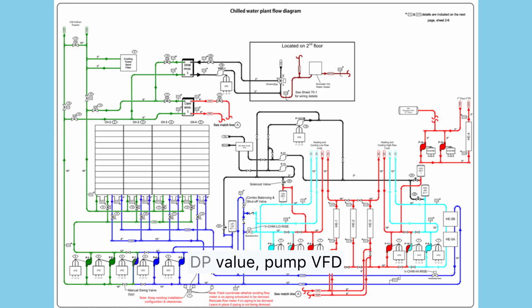Based on the bank DP value, the pump VFD ramps up or ramps down. If there is no flow, the chiller bank master controller will send a flow alarm to the BMS.